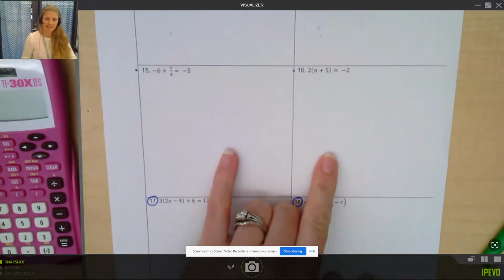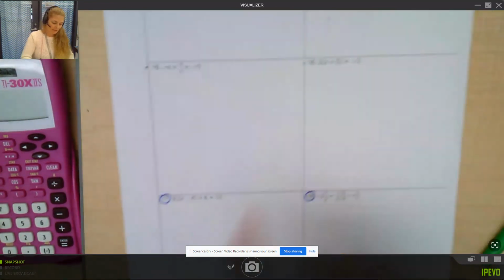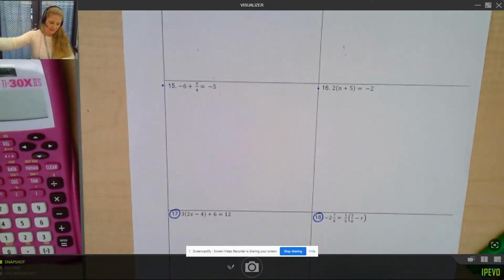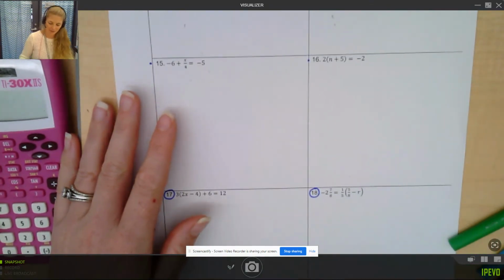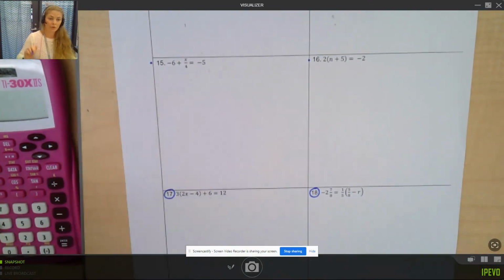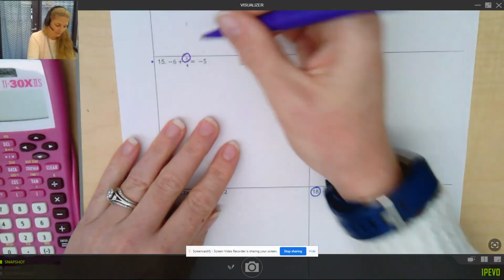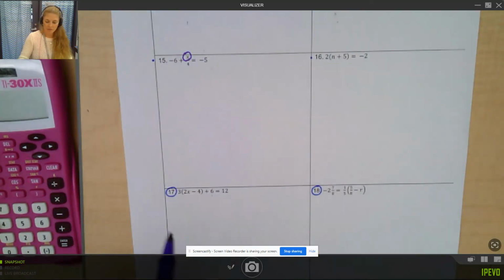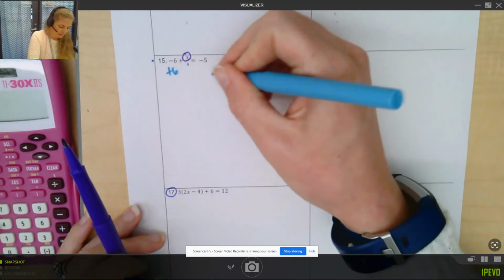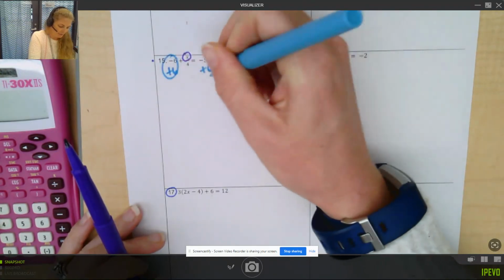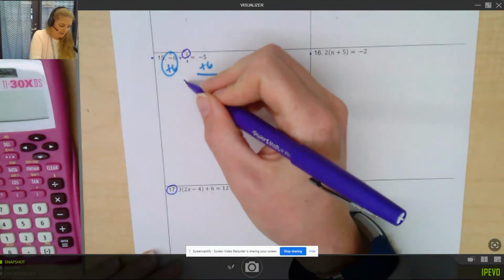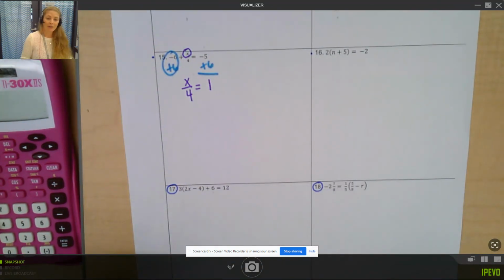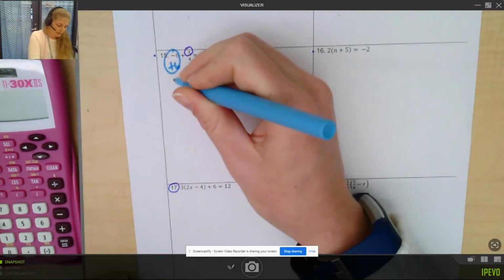Okay, so I'm going to do 15 and 16 with you, and then you're going to do 13, 14, 17, and 18 on your own. So let's take a look at 15 and 16 together real quick before I set you loose. Taking a look here, remember what's your goal? Your goal is to isolate the variable. We have to get rid of our circles before we get rid of our boxes here. So to undo minus 6, I'm going to add 6 to both sides, making this a 0 pair. From here, I have x over 4, or 1/4 of an x, is equal to 1. How do you undo dividing by 4? Multiplying by 4.